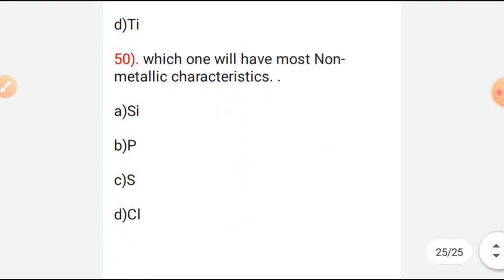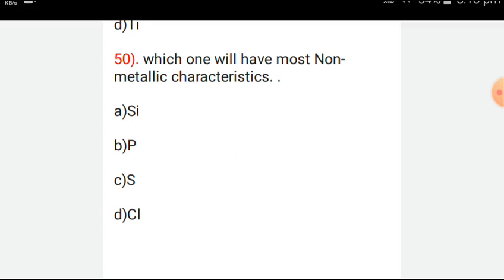Next question. Which one will have the most non-metallic characteristic? Option A, silicon. Option B, phosphorus. Option C, sulfur. And option D, chlorine. Choose the correct answer. Then the answer will be option D.